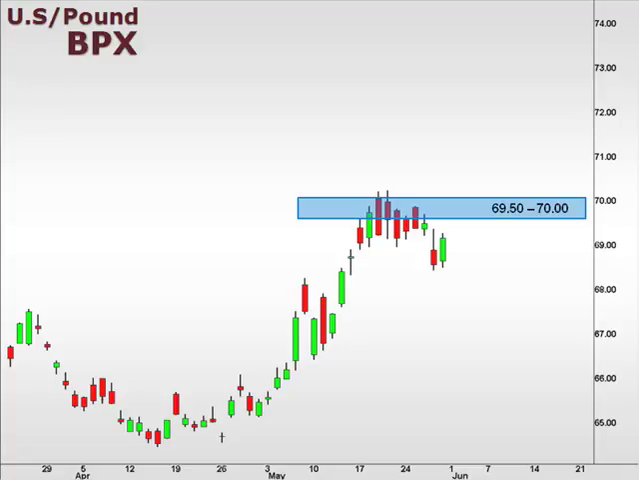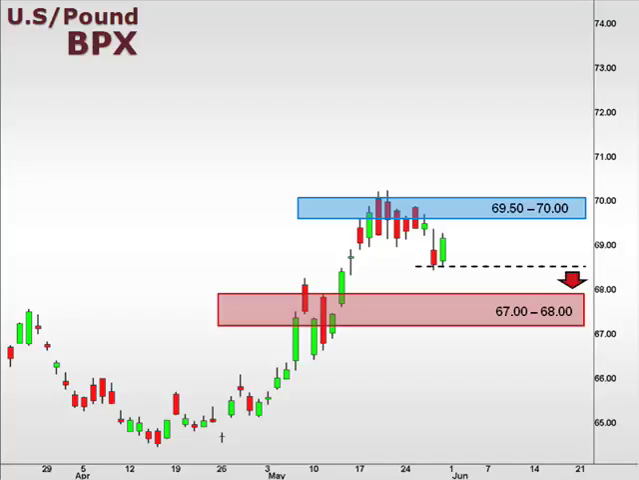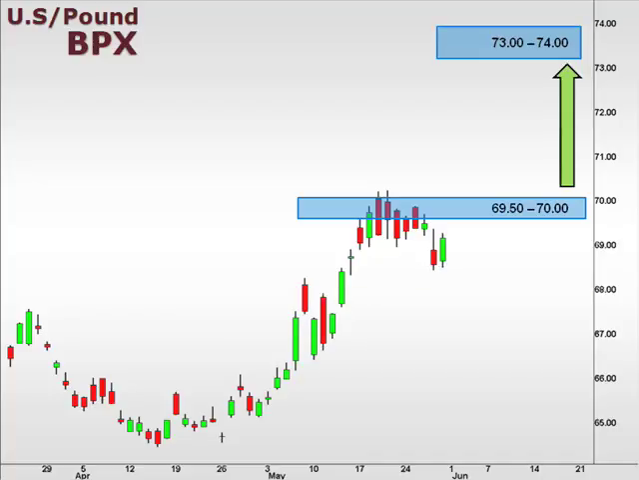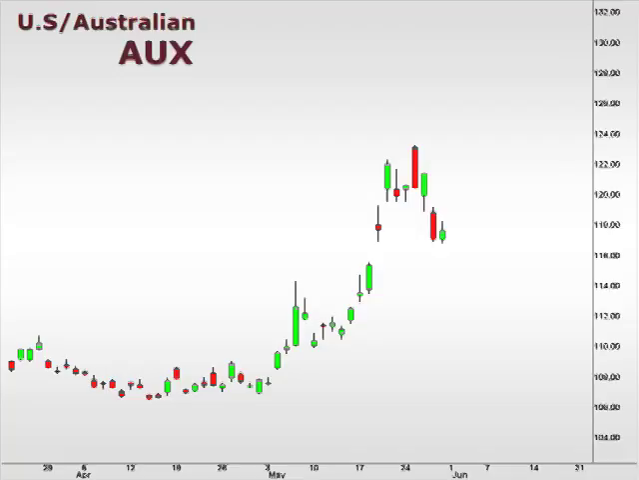69.5-70 remains a strong overhead resistance on the BPX as the US dollar against the British pound completes a shallow retracement. If the pair value breaks below 68.5, the 67-68 box is a likely target. A break above 70 could be the signal for an extended move into the 73-74 box.